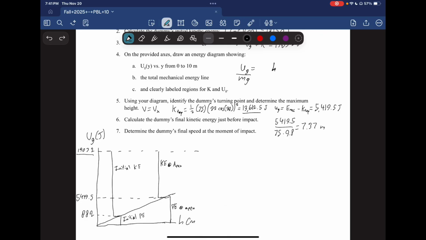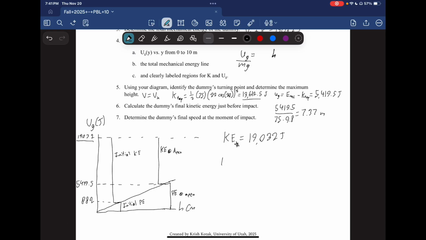This is a little bit of a trick question. We don't actually have to calculate anything. Just before impact, the dummy is going to have a height of 0, and so there's no potential energy. All of our mechanical energy is kinetic energy. It's a lot of different energies we're working with. So our kinetic energy right before the impact is equal to just 19,032 joules. Put a little star for impact.